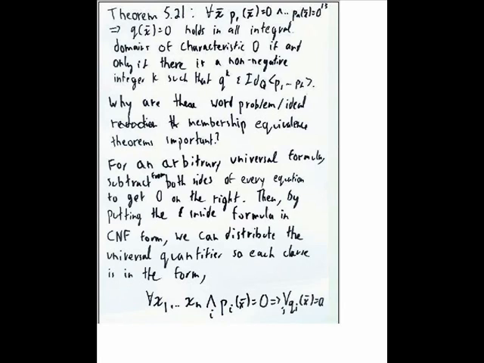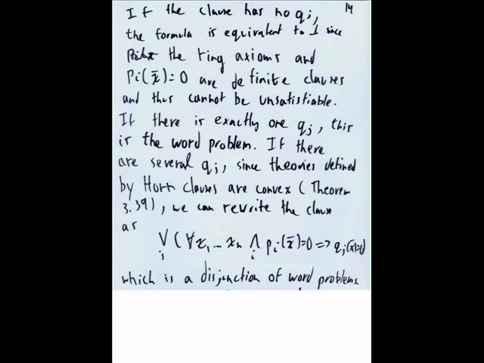To show this, take an arbitrary universal formula and subtract from both sides of every equation to get 0 on the right. Then by putting the inside formula in canonical normal form, we can distribute the universal quantifier so that each clause is in the form: for all x1 up to xn, the conjunction of pi(x) equals 0 implies the disjunction of qj(x) equals 0. And if the clause has no qj, the formula is equivalent to false, since the ring axioms and pi(x) equals 0 are definite clauses, and thus cannot be unsatisfiable.